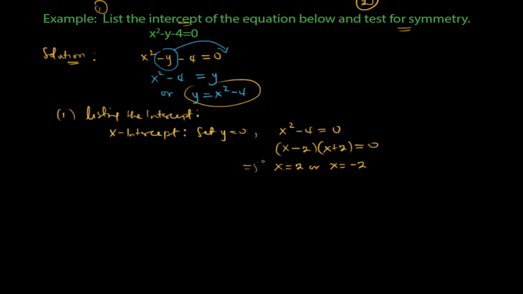So that is to say, these are going to be the two coordinates. When x is 2, y is 0, or when x is negative 2, y is 0. So now I found my x-intercept. So it remains to find the y-intercept.